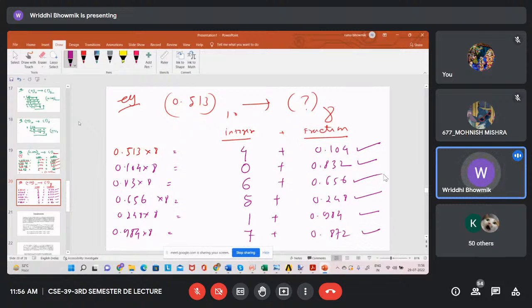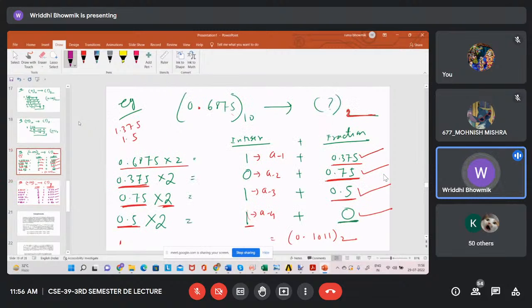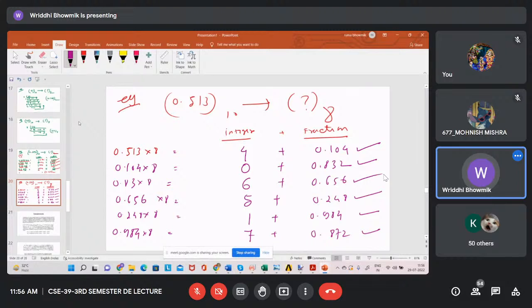And you see there is no possibility of the fraction becoming zero. In the last case, it was very easy for us because the fraction part became 0 and we could stop the process. But in this case, the fraction part is not becoming 0.